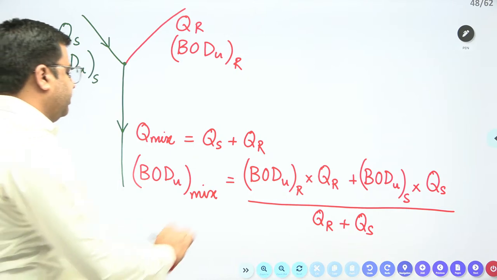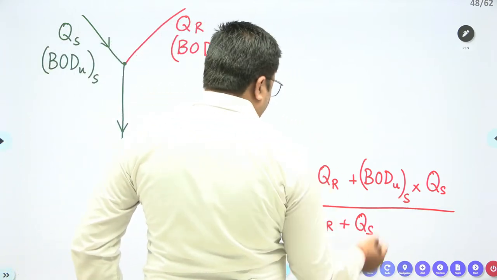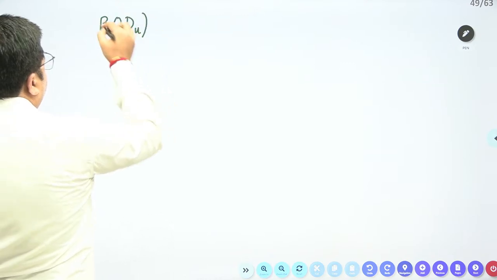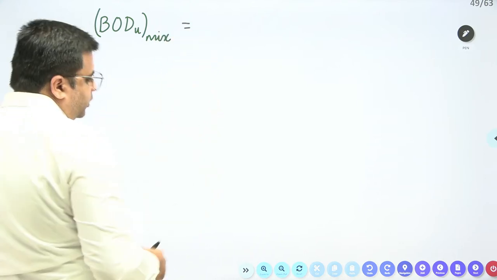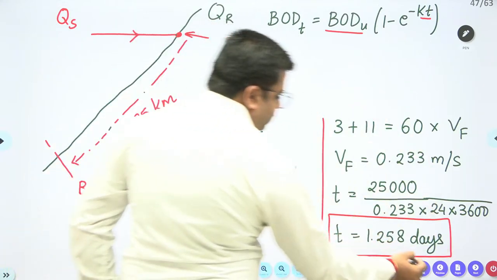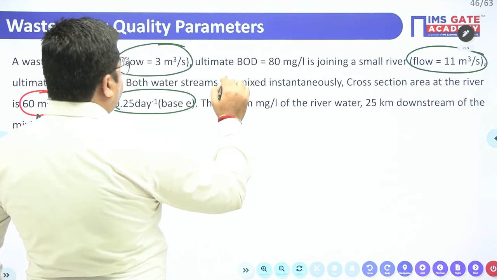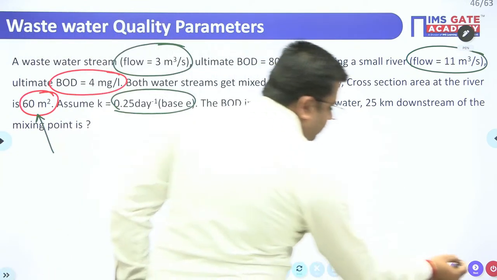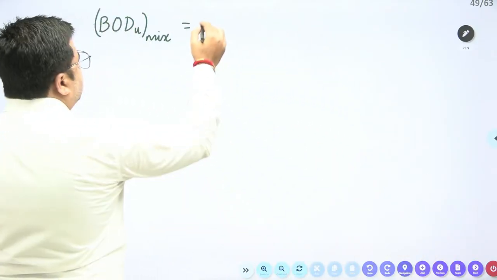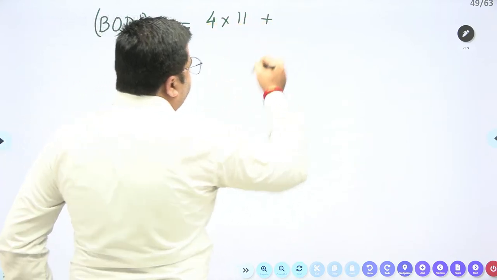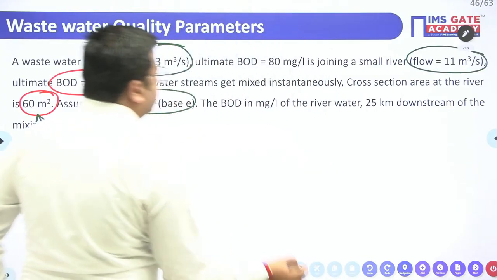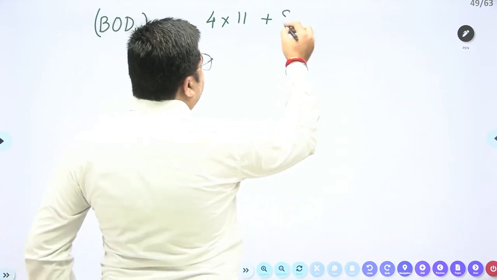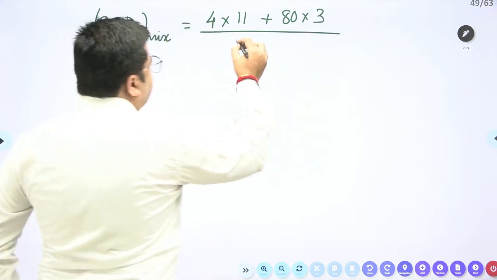Just get me the BOD ultimate of the mix. So BOD ultimate of the mix is equal to BOD of the river. BOD of the river is 4 milligram per liter, and the discharge of the river is 11. So 4 into 11, plus BOD of the sewage stream. It is 80 milligram per liter and the discharge is 3 meter cube per second. So 80 into 3 divided by the total discharge, that is 11 plus 3.